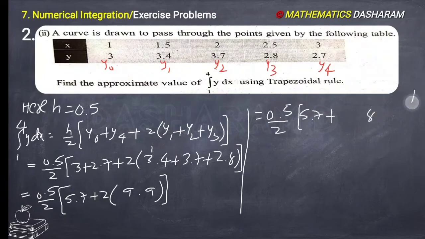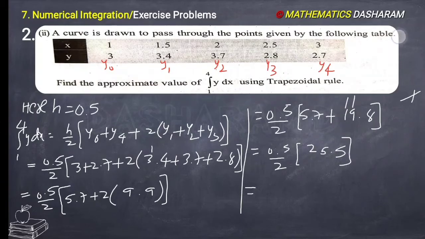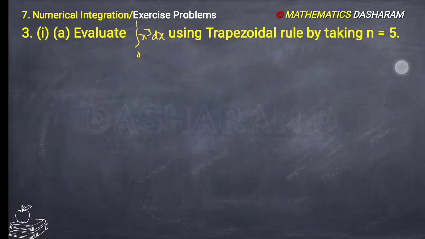9 twos are 18, 1 carry, 9 twos are 18 plus 1, 19. So 19.8. So it is equals to 0.5 divided by 2 into 5.7 plus 19.8, that is 25.5. So 0.5 into 25.5 is 12.75 divided by 2. So it is equals to 6.375, which is our required answer.